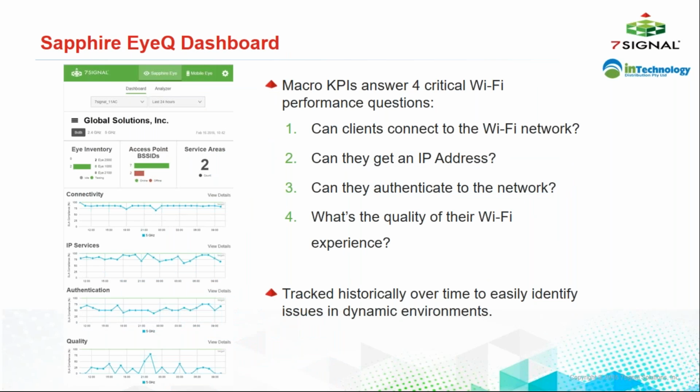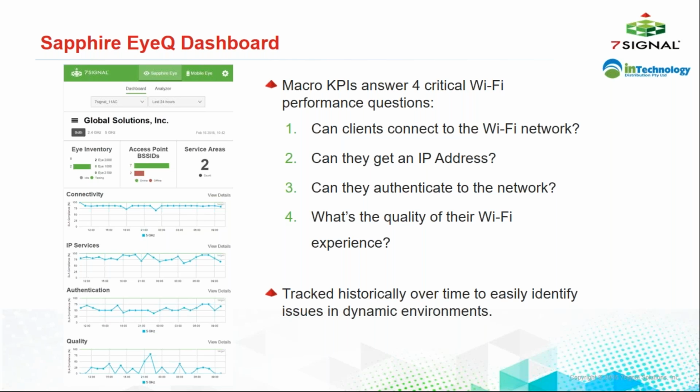So this is a little bit of a closer look at what that Sapphire IQ dashboard looks like. And what we're really trying to do is we've got these 4 macro KPIs trying to answer these 4 very critical questions. As you can see, connectivity, IP services, authentication, and quality. Those are the big 4. Can clients actually connect to the Wi-Fi network? So remember, our Sapphire Eyes are clients that are constantly connecting and disconnecting from the network, and we measure that continually. Can they get an IP address? So we've got DNS services, IP services.